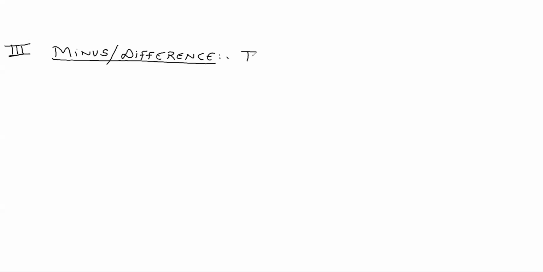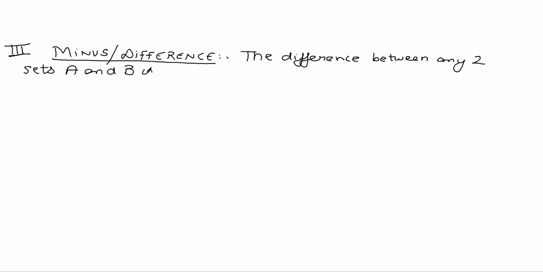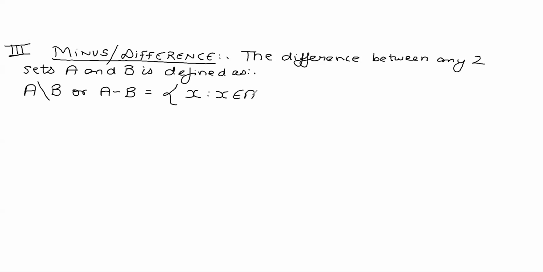So the difference between any two sets A and B is defined as, so A but not B, or A minus B, is the set of all x such that x belongs to A and x does not belong to B.